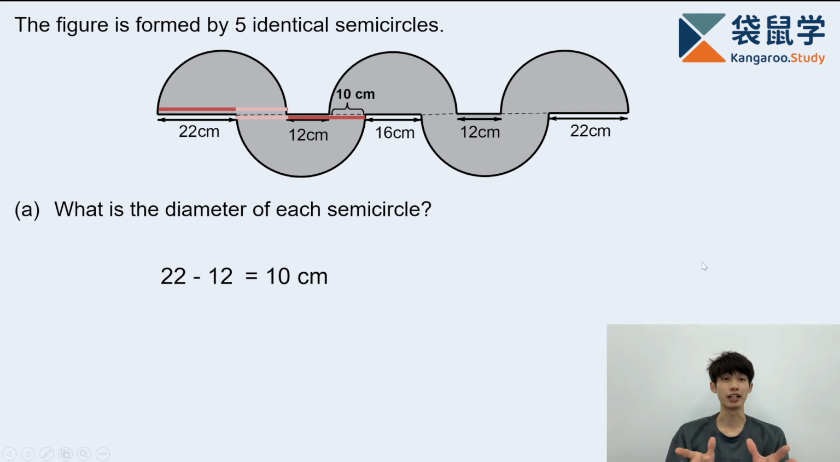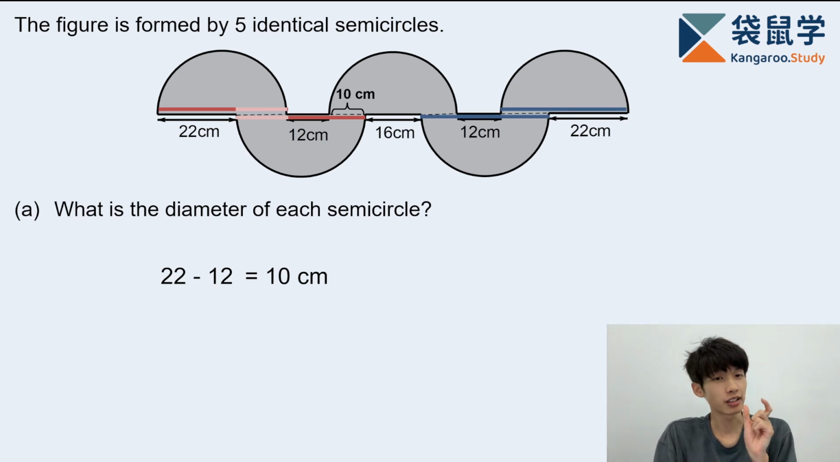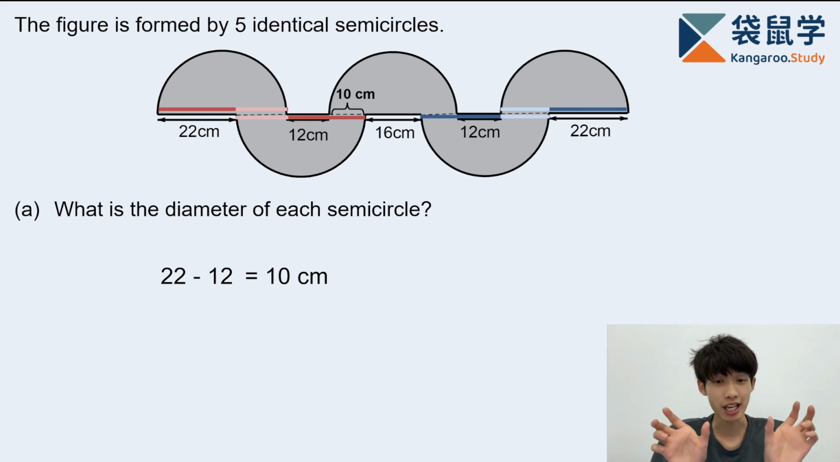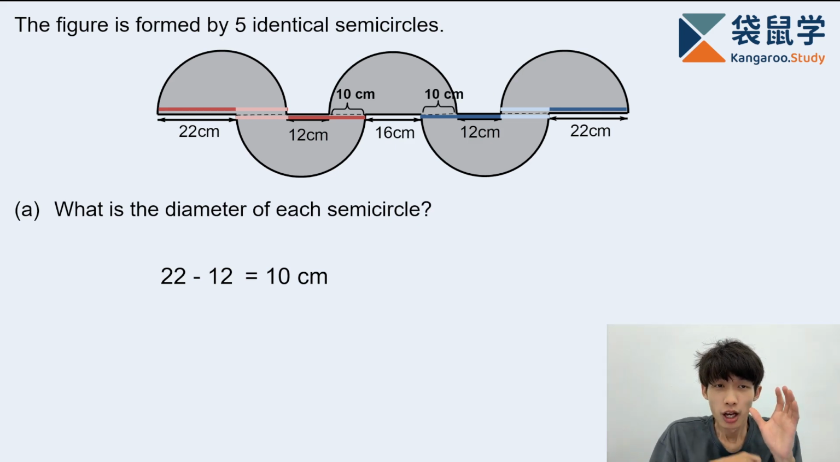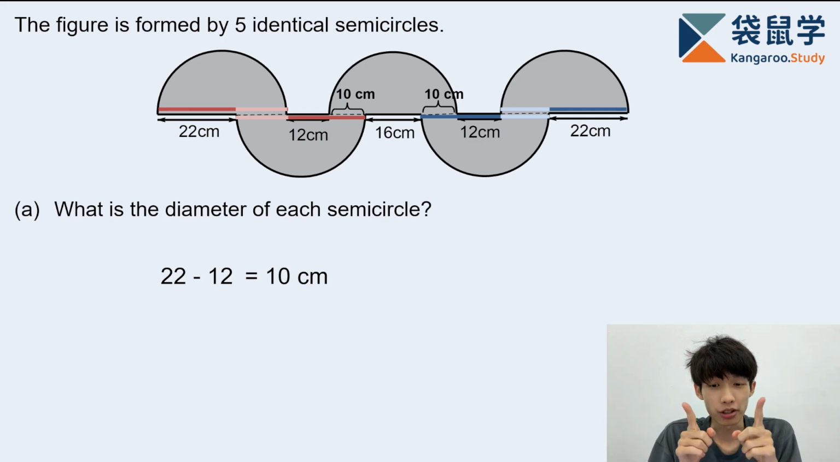And if you look at the figure, it seems to be a symmetrical figure. So let's try to find the other side. If we remove the overlapping part, we get two blue lines that are still the same, and we can find that this part also equals 10 centimeters. So now, do we have the diameter inside this figure? Yes, we do have the middle semicircle. And if we find the middle semicircle, we have covered all the lengths for the perimeter.